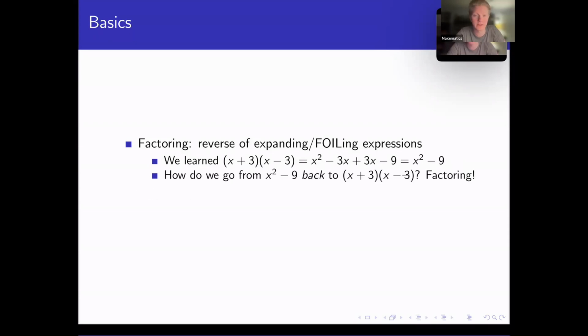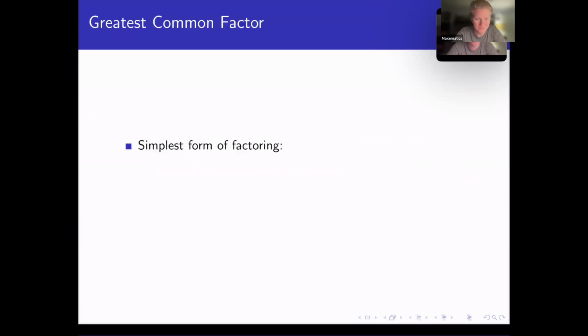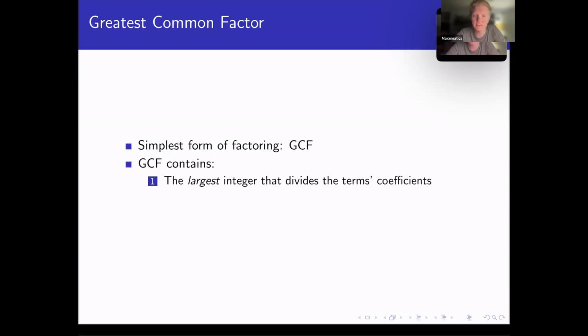And that's called factoring. So when a polynomial is factored, the terms in the product are called, believe it or not, factors. So the first type of factoring we're going to do is greatest common factor, or GCF, which is the simplest form of factoring. And a GCF contains at most two things. The first thing it contains is the largest integer that divides both terms' coefficients, or multiple terms' coefficients. And then it also contains the smallest exponent that appears in every term's variables.